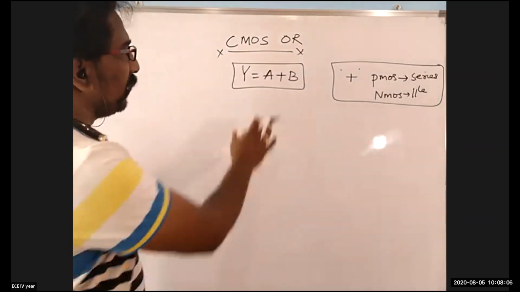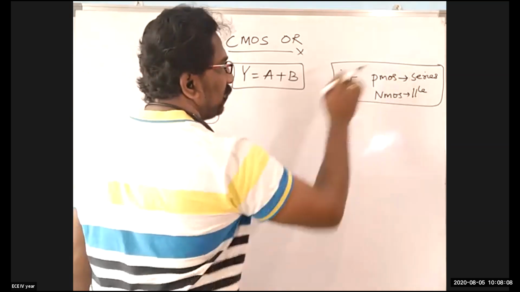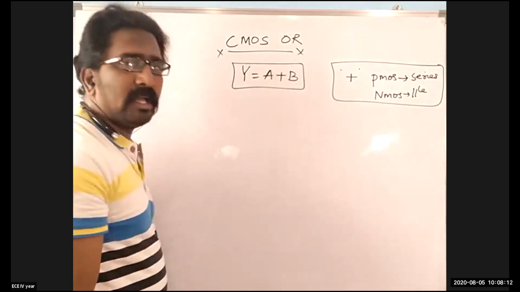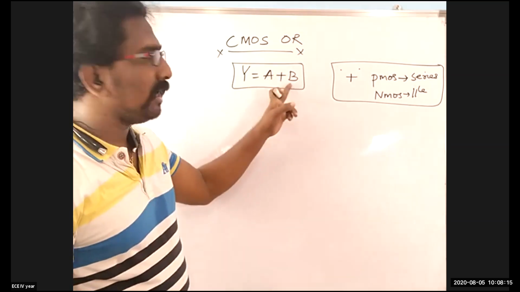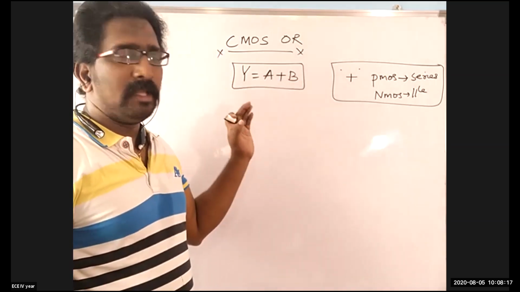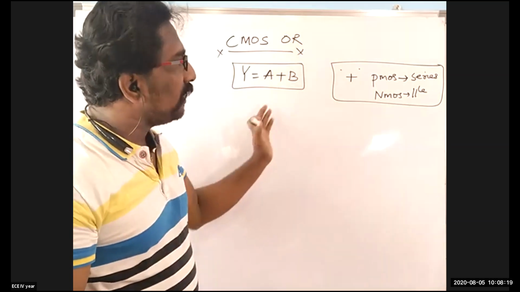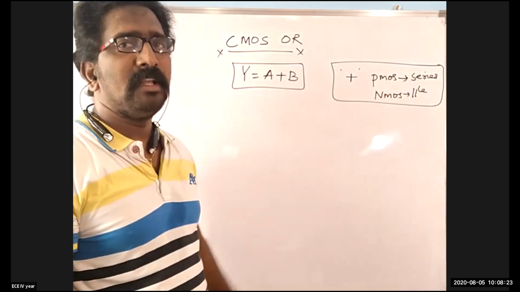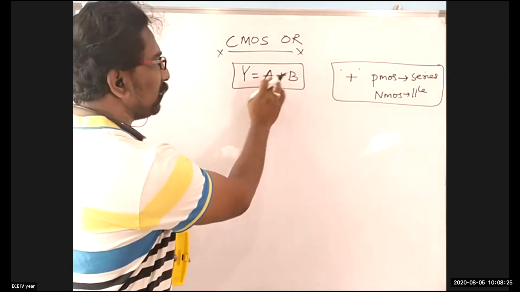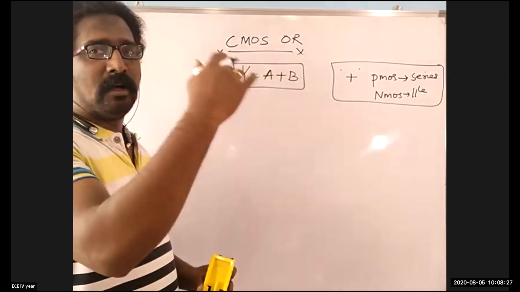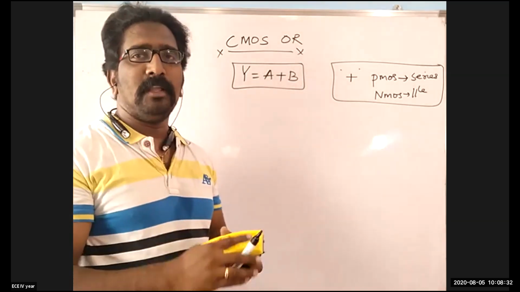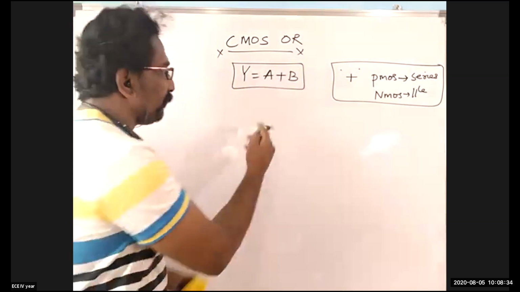If it is a plus operator, the PMOS has to be series. On the right-hand side of this Boolean equation, we have two alphabets. That's why we will draw two PMOS as per this condition, and both the PMOS should be in series. A is added with B, which means the input of the first PMOS will be A and the input of the second PMOS will be B.